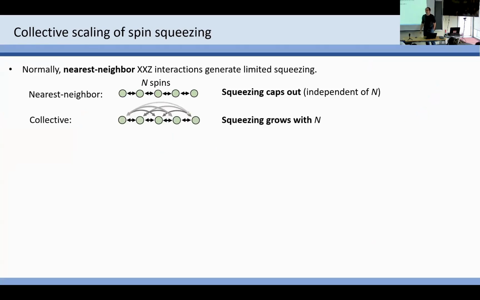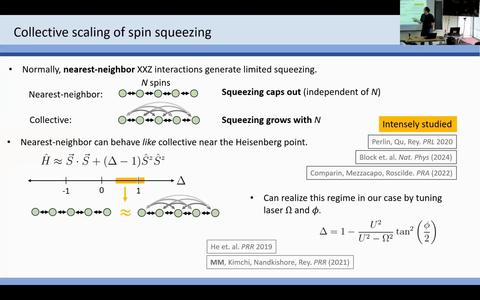Now, of course, I cheated. The interactions that we have are not all-to-all, they're nearest neighbor and they're 1D. If you have those kinds of XXZ nearest neighbor interactions, you can still get some amount of squeezing, but it'll cap out independent of the particle number, versus just continuing to grow with it. But it has been shown, and this is a very active and I would say still somewhat debated field of research, that even these nearest neighbor XXZ interactions can behave kind of like collective all-to-all ones and generate scalable squeezing when they're close to the Heisenberg point of the anisotropy, specifically more on the easy plane side. So this is the antiferromagnet, and this is kind of on this side.